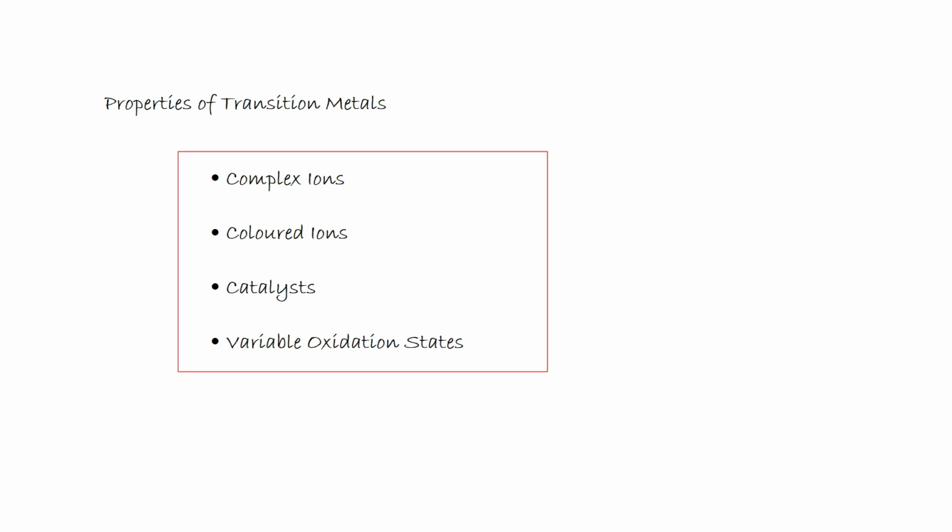Let's now look at the properties of transition metals. All transition metals show these four key properties. That is, we observe transition metals to form complex ions, and we'll be talking about those in a lot more detail later in this video. They form coloured ions, they act as catalysts, and they all show variable oxidation states. All of these things are interlinked, and we'll see how they explain the properties of the transition metals as we move through the following series of lectures.